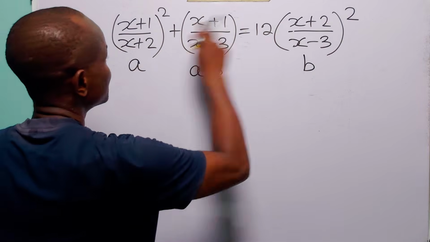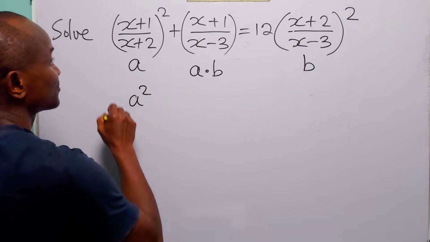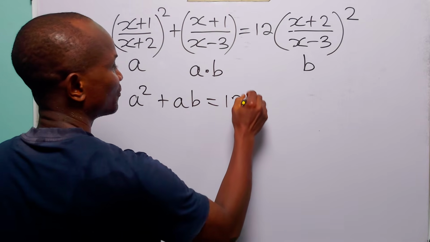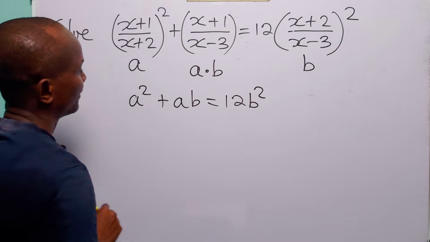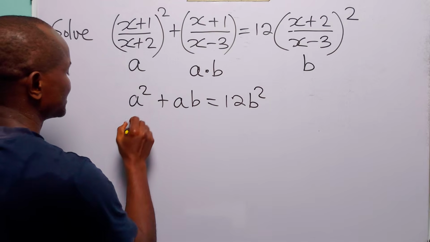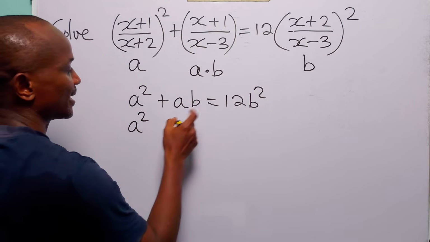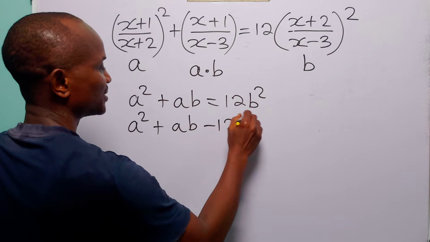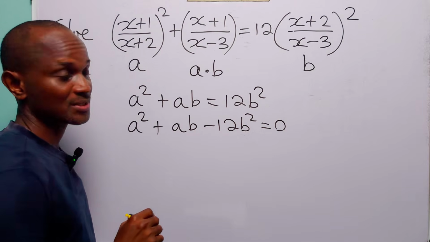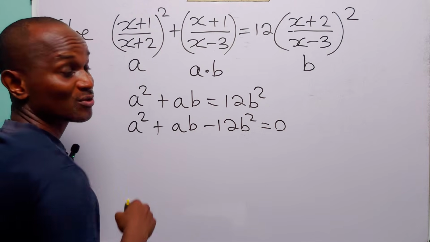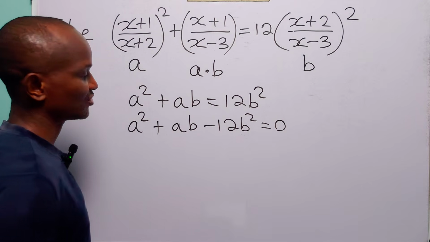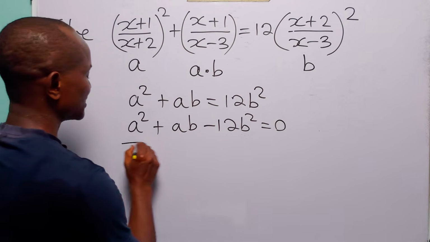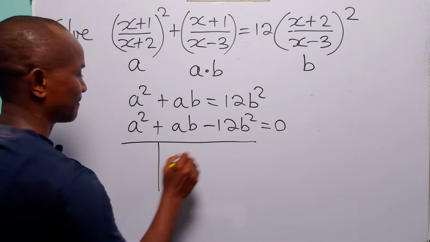we can rewrite this equation as a squared plus ab is equal to 12b squared. Rearranging this quadratic equation, we have a squared plus ab minus 12b squared is equal to 0. We can solve this quadratic equation by factorization. Now, since we have two different variables, we are going to use the table method.